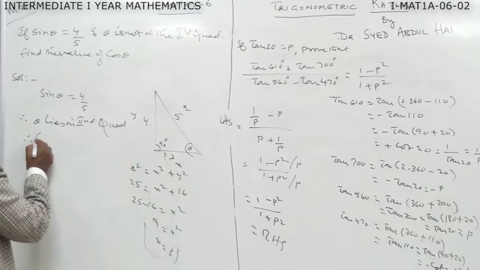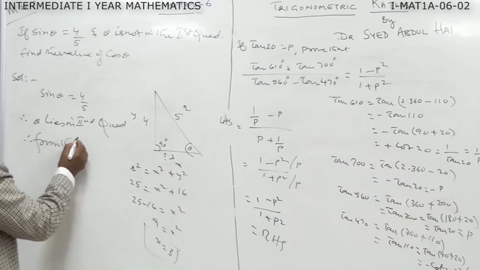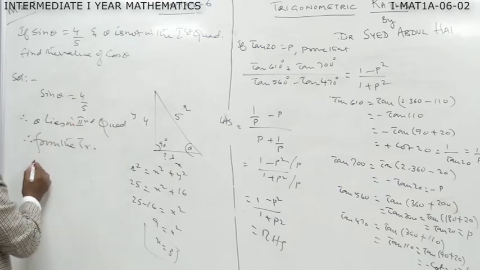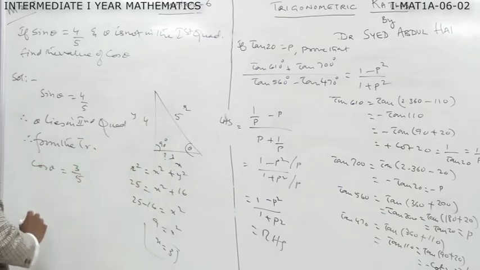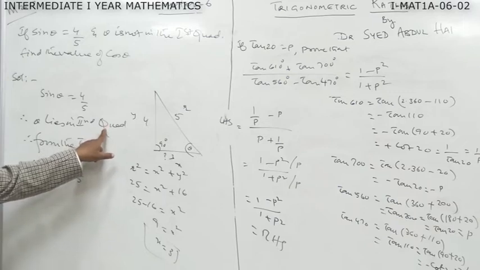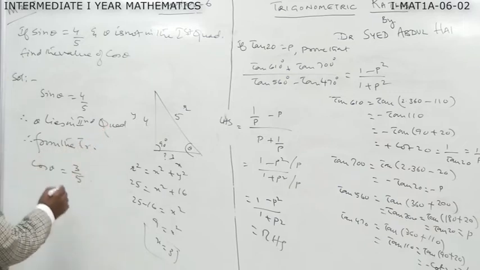Therefore, from the triangle, what is asked? Cos theta. Cos theta is equal to x by r, 3 by 5. But he says that theta lies in the second quadrant. In the second quadrant, cos is negative. Therefore, the answer is cos theta is equal to minus 3 by 5. This is my answer.